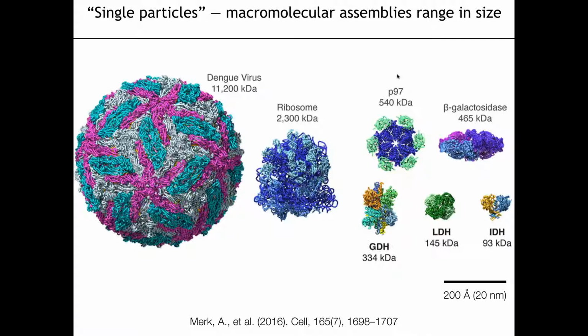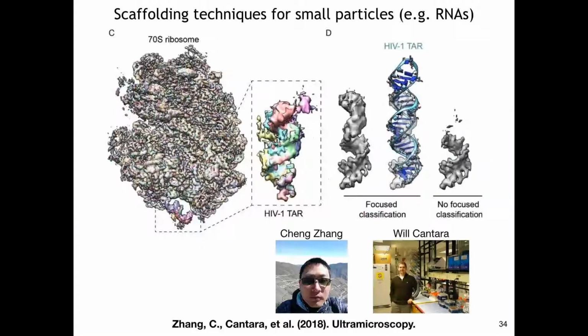So this was a couple of years ago, 2016, and at that point there was Subramaniam's group. It described this IDH molecule, which was a little under 100 kilodaltons. It was the smallest molecule that was solved at that point to near atomic resolution, which was quite challenging.